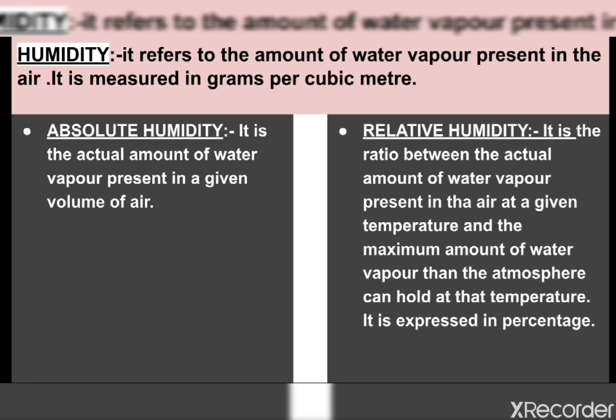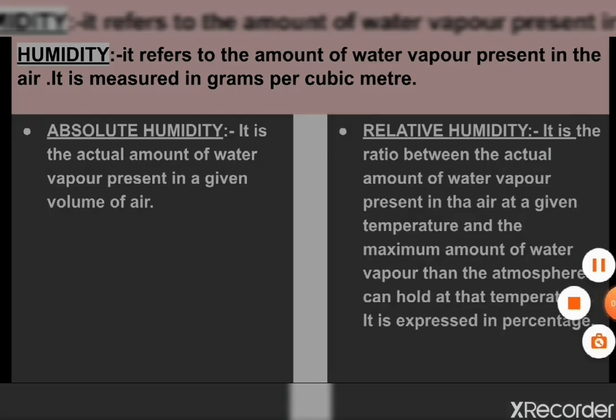So in the absolute humidity you will write it is the actual amount of water vapor present in a given volume of air, and in relative humidity you will write it is the ratio between the actual amount of water vapor present in the air at a given temperature and the maximum amount of water vapor that the atmosphere can hold at that temperature. It is expressed in percentage.